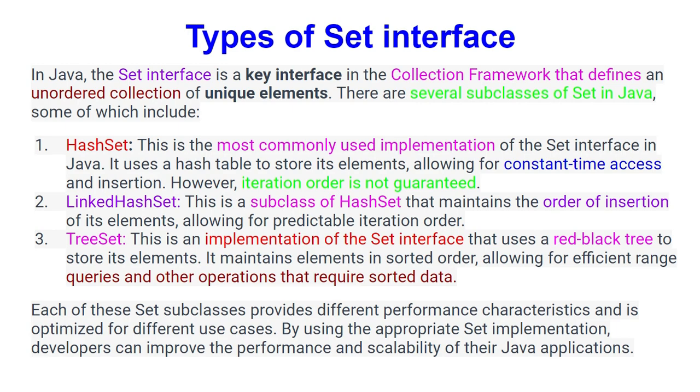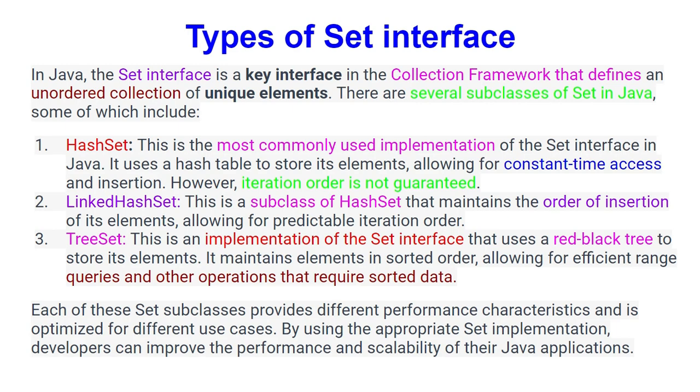So this is the implementation of the red black tree. This is the implementation of the set interface, and it also uses a red black tree internally to store its elements. It maintains elements in sorted order. Whatever value you store inside this tree set, it will store the data in sorted order, allowing for efficient range queries and other operations that require sorted data. Internally, it will not store duplicates, and it will sort your elements.